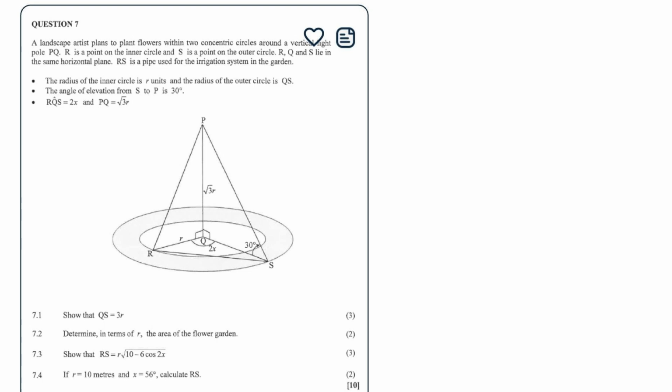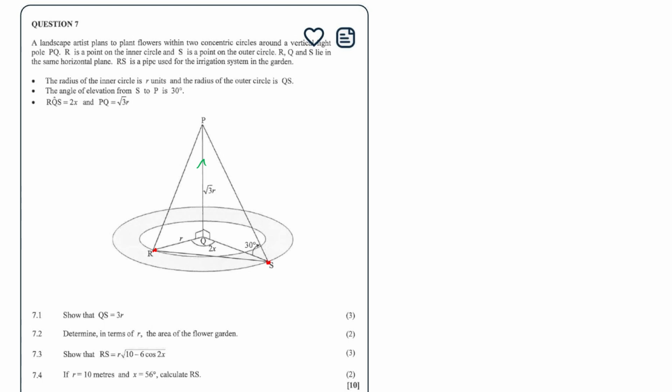So a landscape artist plans to plant flowers within two concentric circles around a vertical height pole PQ. Okay, this is PQ. And now R is a point on the inner circle and S is a point on the outer circle. Okay, this is R and this is S. And R, Q, and S lie in the same horizontal plane. Okay, RS is a pipe used for the irrigation system in the garden.